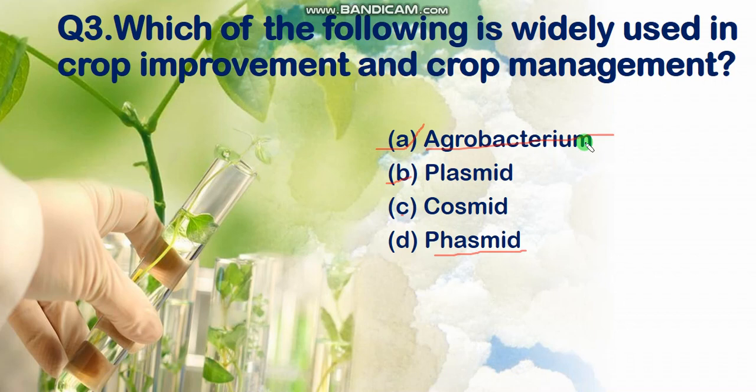This agrobacterium used here as the transporter or vector, so that whatever our gene of interest is carried forward into the plant cell through agrobacterium, and these all are the vectors, as we already discussed earlier: plasmid, cosmid, plasmids. All these are vectors that we can incorporate into the agrobacterium cells.